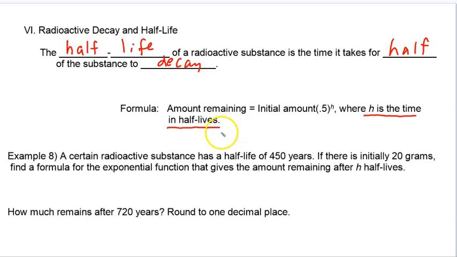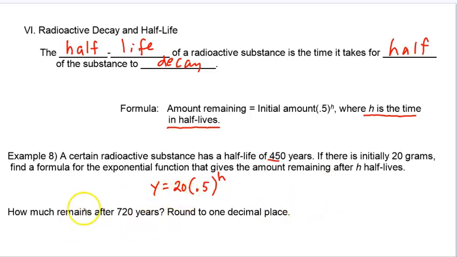So we'll have to do a little calculation. It always represents the time in half-lives that we're expected or asked to determine. So let's just do one example of these. We have this radioactive substance that has a half-life of 450 years. We have 20 grams initially. So let's come up with a formula. We'll just say Y is how much of the substance remains. If we started with 20, the base for these half-life problems is always going to be 0.5. And then I'm going to let H represent, as it says, the number of half-lives that remain.